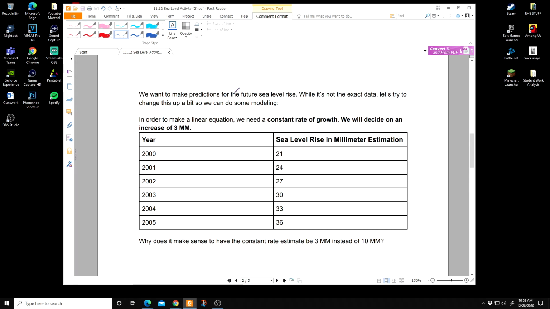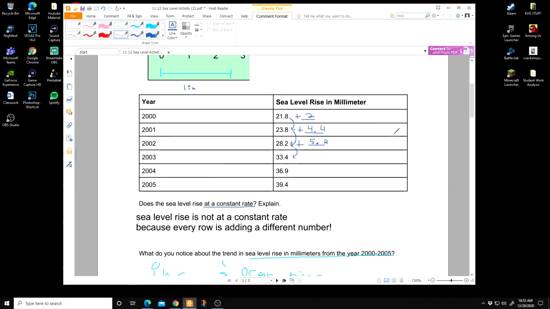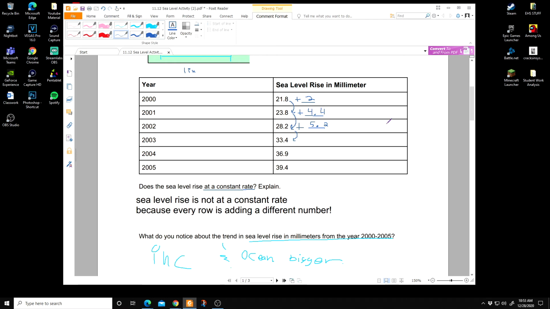So we want to make some predictions for the future sea level rise. While it's not the exact data, let's try to change it up a bit so that we can do some modeling. So for example, you're going to notice over here that this is 2, 4, 5. This is roughly what? 28, 29, 30, 31, 32, 33. So 28, yeah, so about 5-ish, right? I'm going to just write 5-ish. And then here is about 3-ish. And then here's about 3-ish, right?